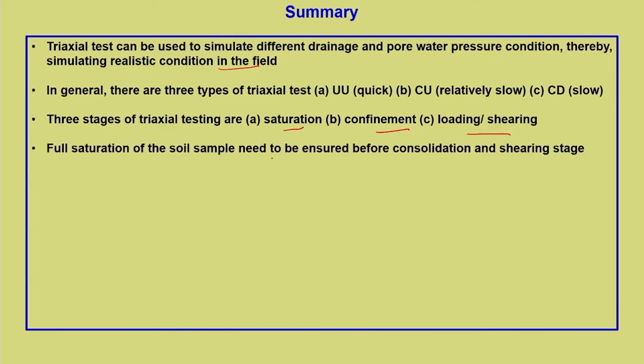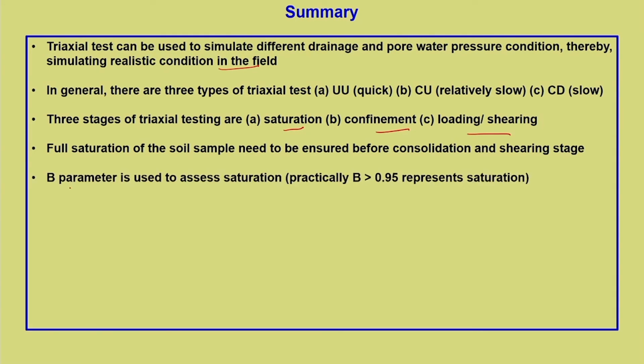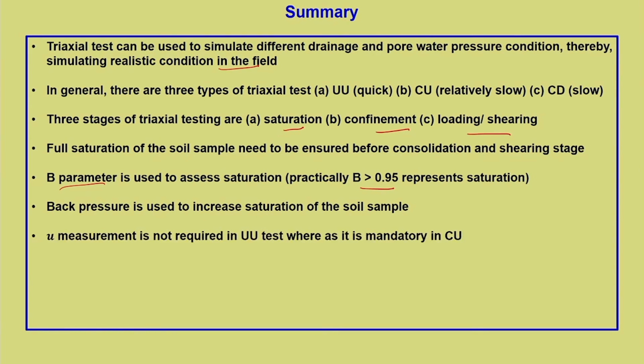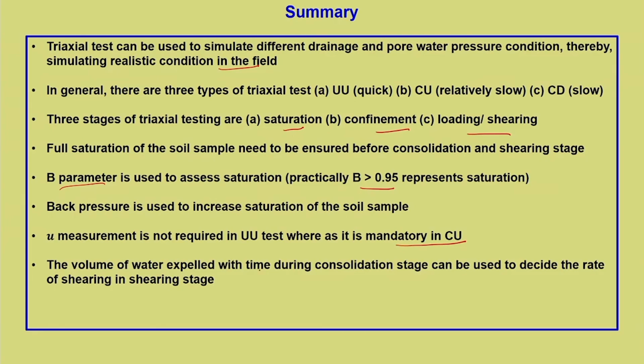Full saturation of the soil sample needs to be ensured before the consolidation and shearing stages. The B parameter is used to assess saturation, and practically B greater than 0.95 represents saturation. Back pressure is used to increase saturation of the soil sample in case it is found not to be fully saturated. U measurement is not required in the UU test, whereas it is mandatory in the CU test. The volume of water expelled with time during the consolidation stage can be used to decide the rate of shearing in the shearing stage. This will prevent the development of U during shearing in the CD test.